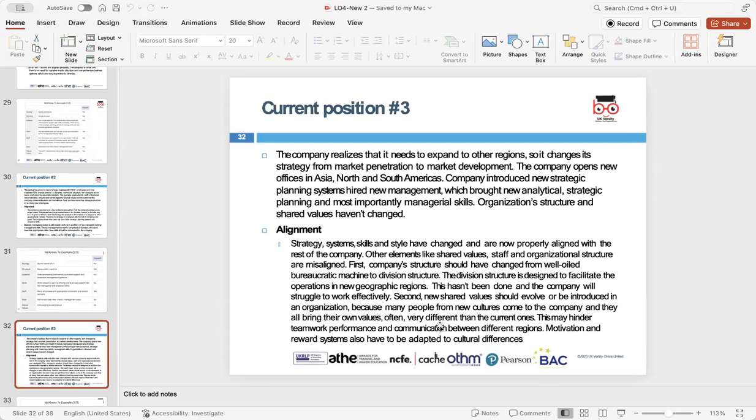Structure: the current bureaucratic structure is not suitable for international organizations. Shared values: the introduction of diverse cultural values from new employees may create conflicts with existing values. New shared values are needed to accommodate cultural differences and enhance teamwork and communications. So, adjustment of these elements is necessary to align with the company's new strategic direction and international operations.